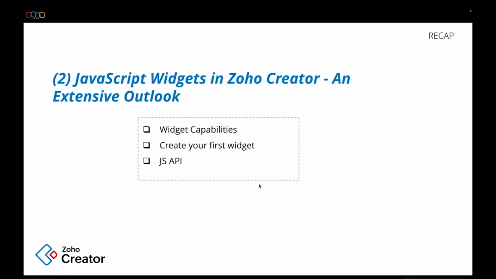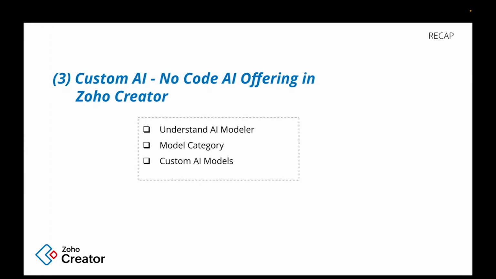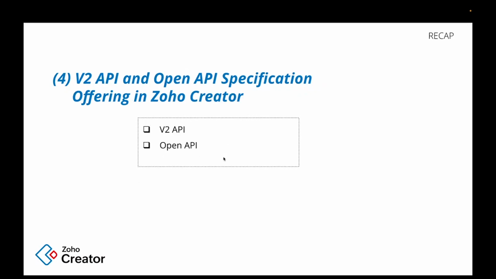Then we had a session for JavaScript widgets in Zoho Creator, in which we learned about the widget and its capabilities. Then we tried creating the widget, and then we learned about the JS API. Then we had a session for custom AI, in which we were talking about the AI modeler, model category, and the custom AI model.